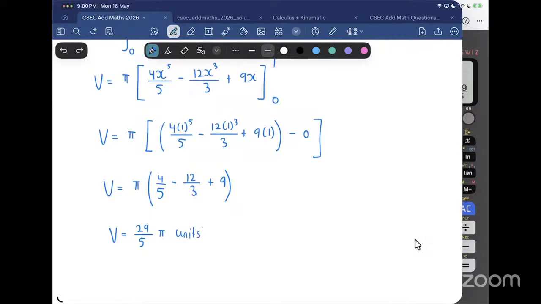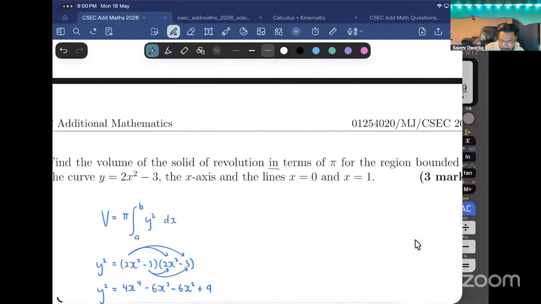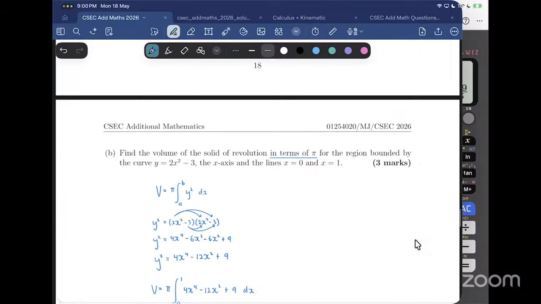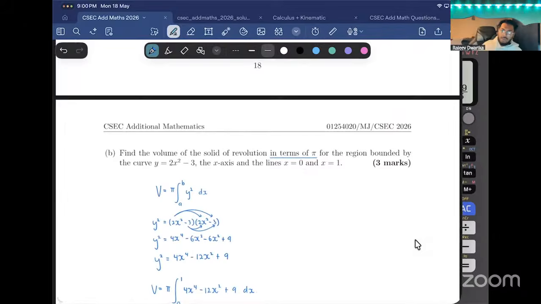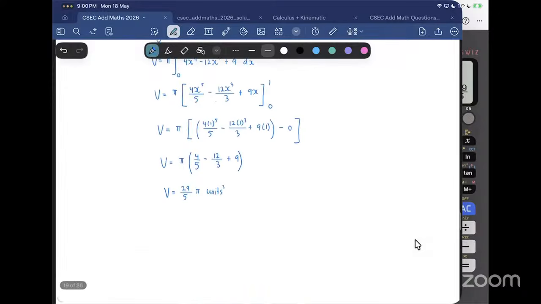And we don't know the units. Okay. And why did I leave it in terms of pi? Well, they said they want the answer in terms of pi. Okay. So if it didn't say in terms of pi, what would your answer be? Just 29 over 5? No, you'd work out the full thing. You'd multiply 29 over 5 by pi, and write your answer to two decimal places. Oh, okay. Yeah, I understand. Thank you.